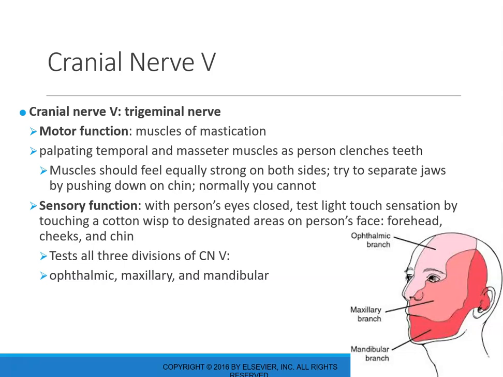When testing for sensory function, you're going to have the client close their eyes and you're going to use a cotton swab or a wisp to touch the face. You're going to touch the forehead, the cheeks, and the chin. And the client is to let you know when they feel that sensation of touch. What would be abnormal with that would be unequal sensation.